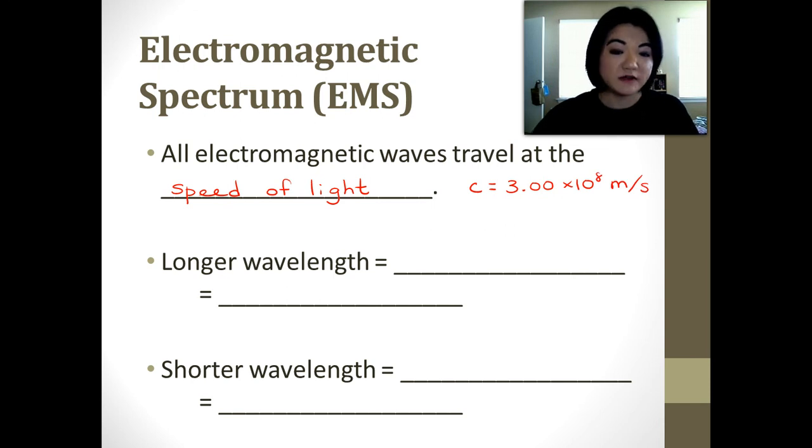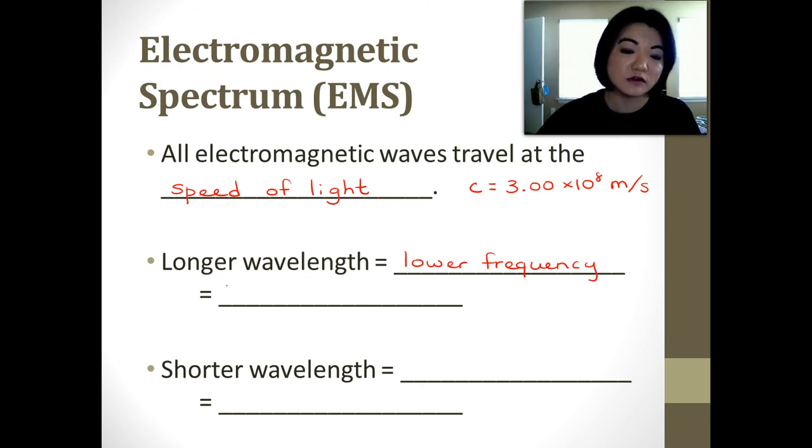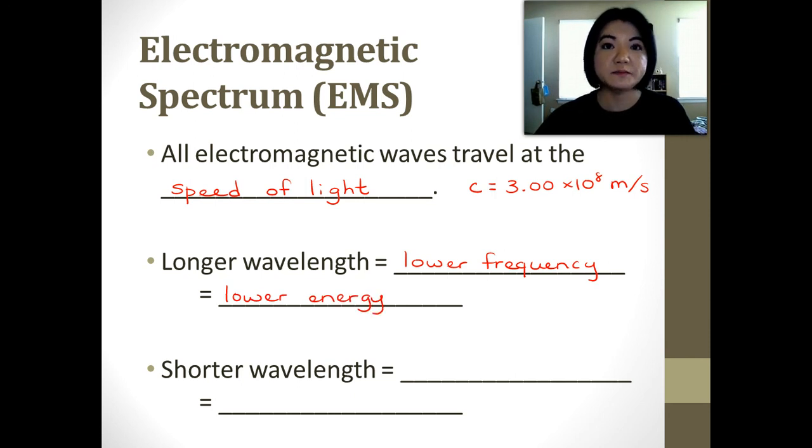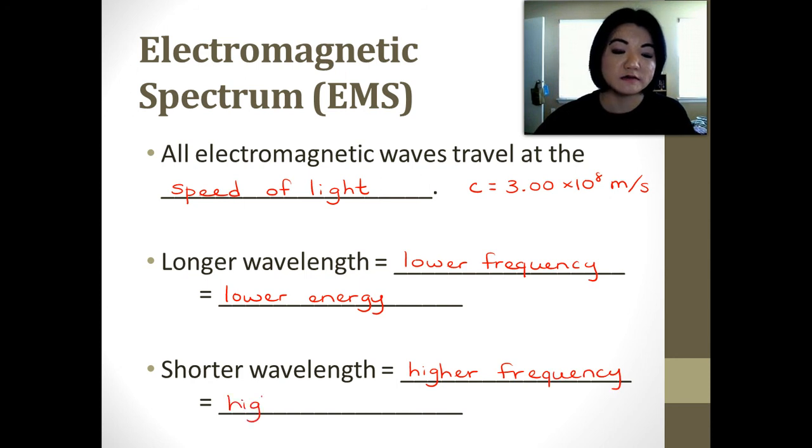The longer wavelengths equals lower frequency. We already labeled this in the picture, but let's write it down in words, okay? And also lower energy. Shorter wavelengths, on the other hand, would have higher frequency and higher energy.